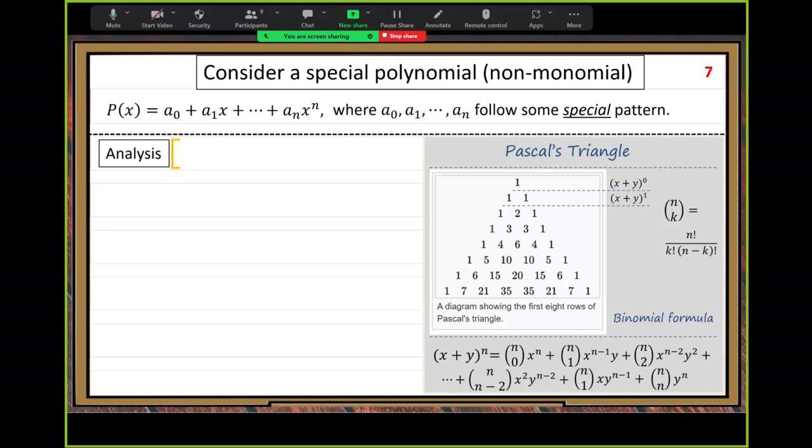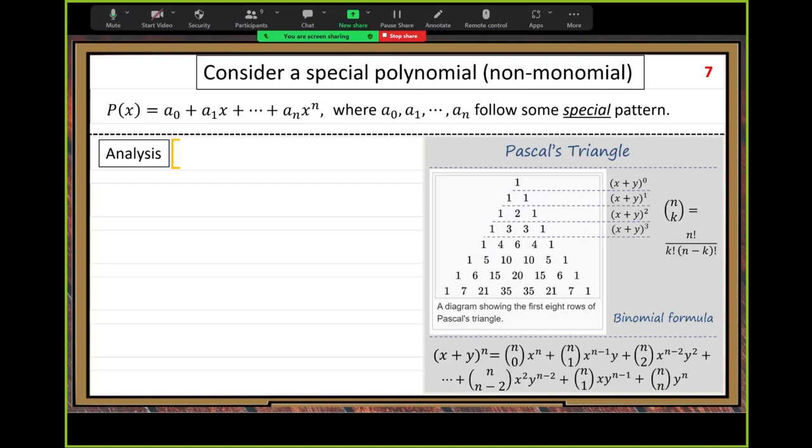The second row corresponds to x plus y to the first, because the x coefficient is 1 and the y coefficient is also 1. So 1 and 1. The third, x plus y squared: if you do the binomial expansion, you get x squared plus 2xy plus y squared. So the coefficients are 1, 2, 1.